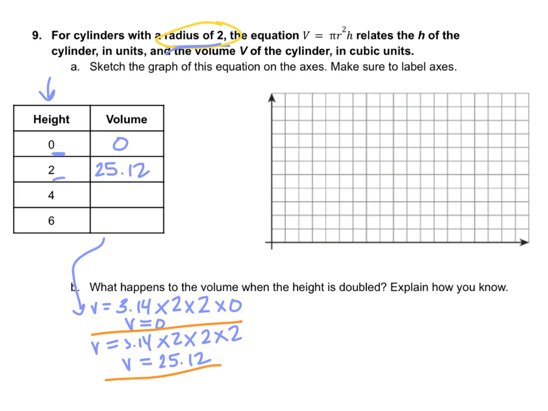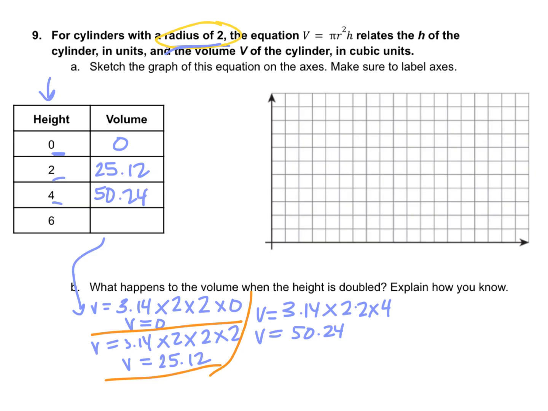Okay, now I'm going to continue with, now this time the height is 4. So V equals 3.14 times 2 times 2, because the radius is always 2, but now my height is 4. And that gives me 50.24.